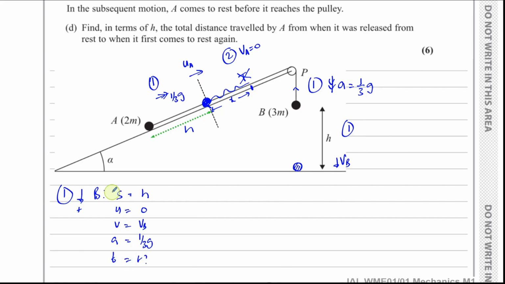So we can see we need to use S, U, V and A, so we're going to use V squared equals U squared plus 2AS. We want to find what V is. That's VB. So VB squared is equal to U squared, which is 0 squared, plus 2 times a third g times h. Things have to be in terms of h anyway. So VB squared is going to be 2/3 of gh. I'm going to leave it as VB squared, and you'll see why in a minute.